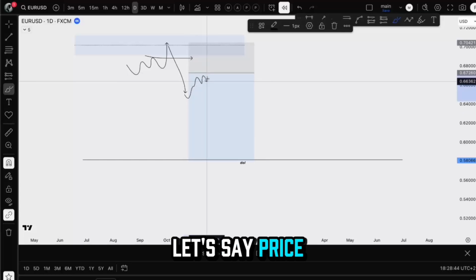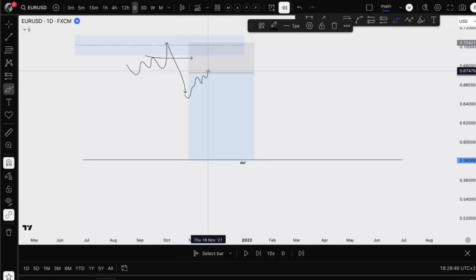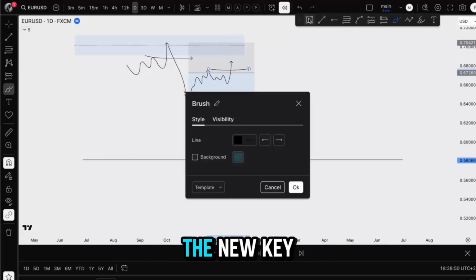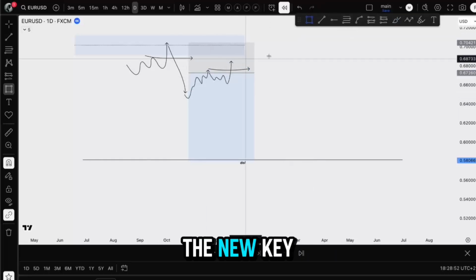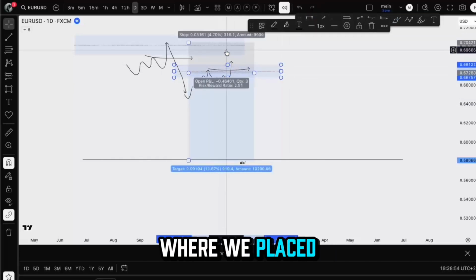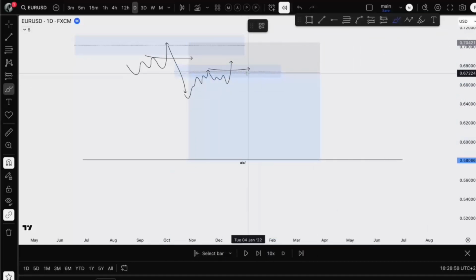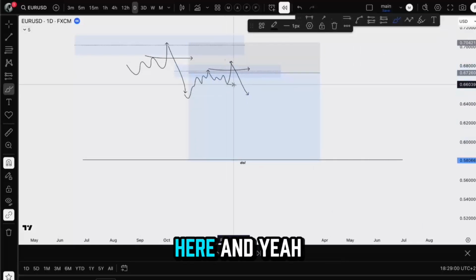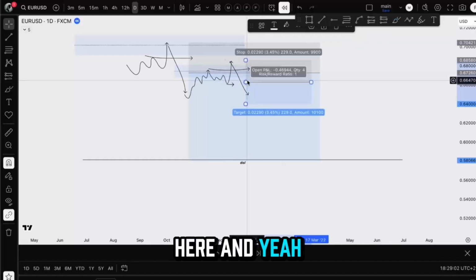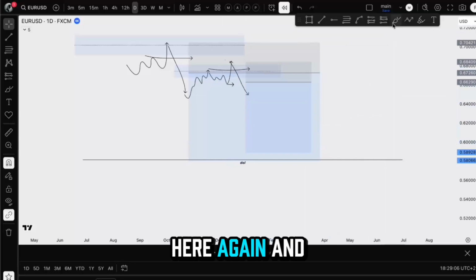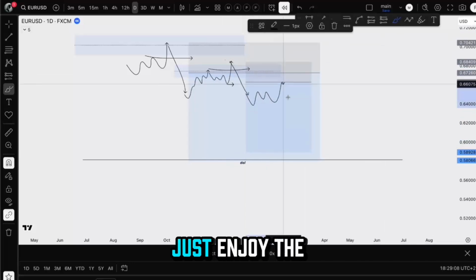Let's say price retraces a bit, takes liquidity inside the new key level where we placed our first sell order, displaces lower from here, and yeah, we can enter here again and just enjoy the profits.